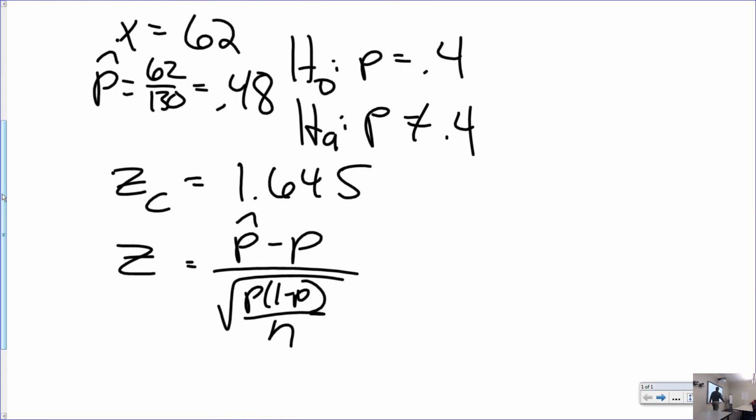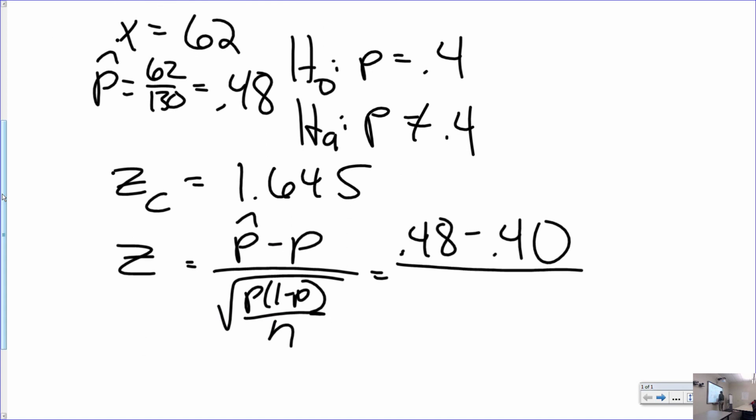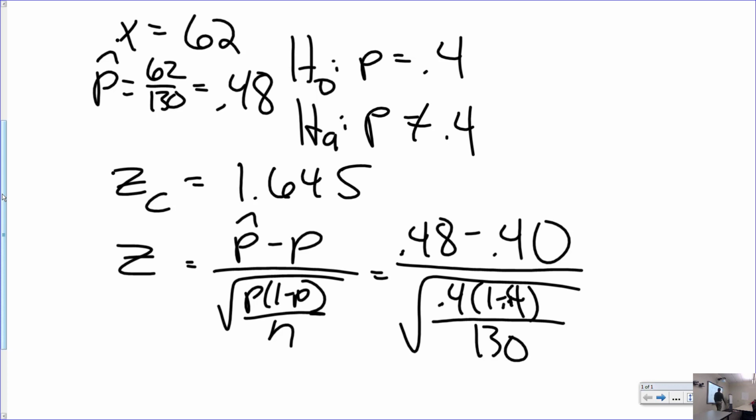All right, so plug and chug. 0.48 minus 0.40 theoretically, all divided by the square root of 0.4 times 1 minus 0.4, that's 0.6, all over, what was n? 130. Times 0.6 divided by 130. Did you get 1.86 for your z-score? 1.86.